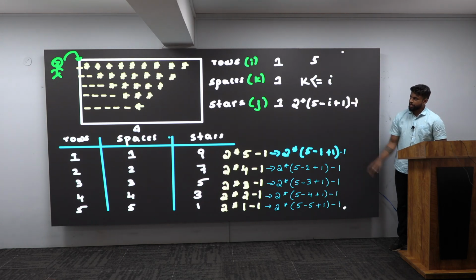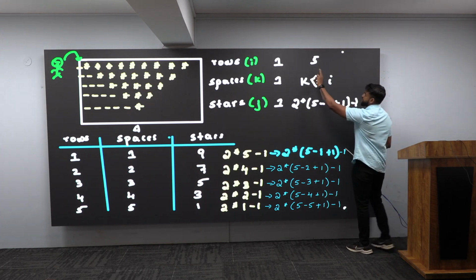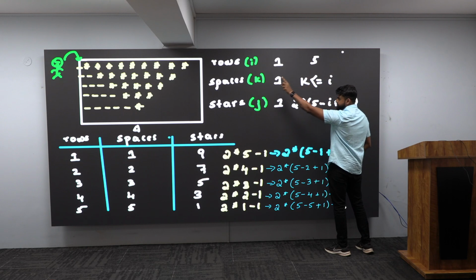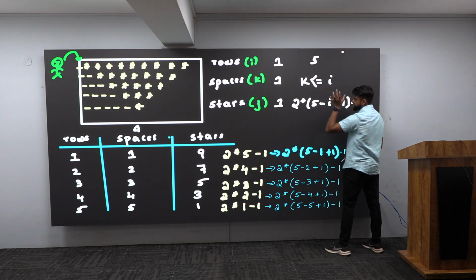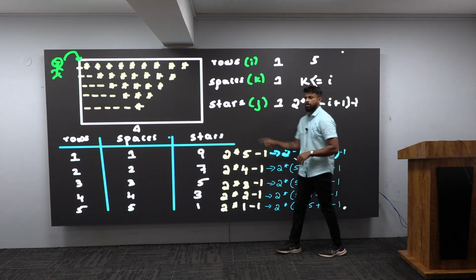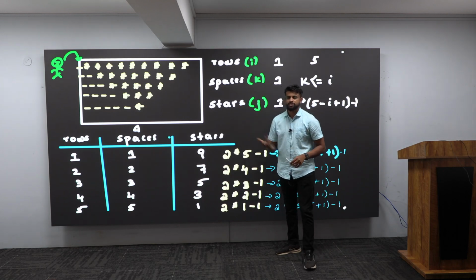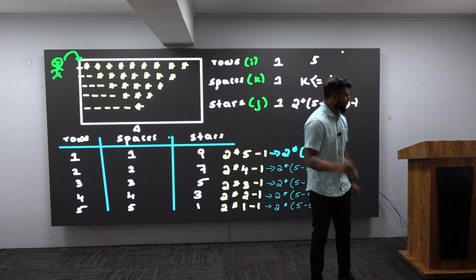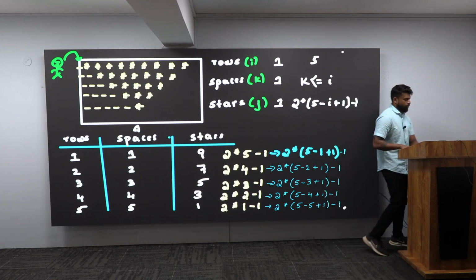So this is my initial condition and final condition for rows, initial condition and final condition for spaces, and initial condition and final condition for the stars. If you get this, coding is not at all a big deal. Can you code it, sir? Why not? Let me get my program.